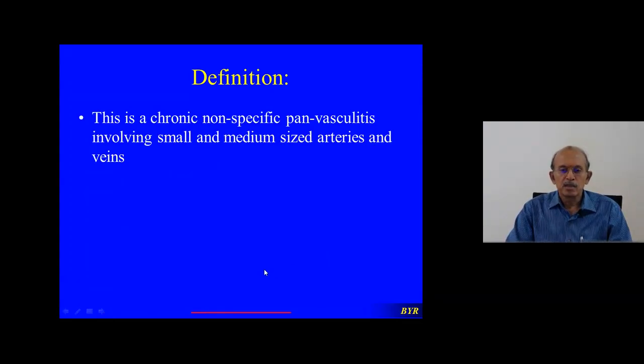Definition: this is a chronic non-specific panvasculitis involving small and medium-sized arteries. Just now we have seen Takayasu's arteriopathy. It is a non-specific vasculitis, but it involves large vessels. This is a non-specific vasculitis involving small and medium-sized arteries and veins. It involves veins also. Takayasu's arteriopathy involves only the arteries, but in Buerger's disease, both arteries and veins are involved.